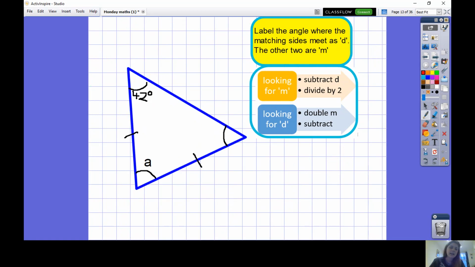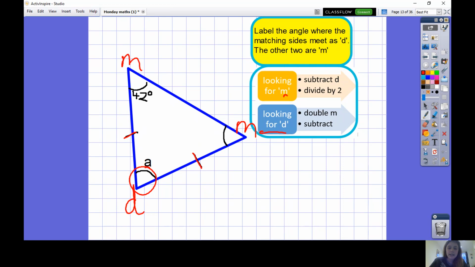Okay, my turn again. I need to first find out if I'm looking for angle D or angle M. So let's identify where my two equal sides are, and I can see they meet down here. Angle A then is the different one. These two are angle M. Remember, the different angle isn't always the one at the top. It's just wherever the two same sides meet.